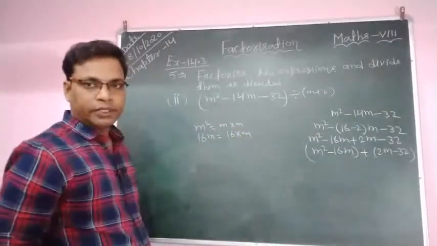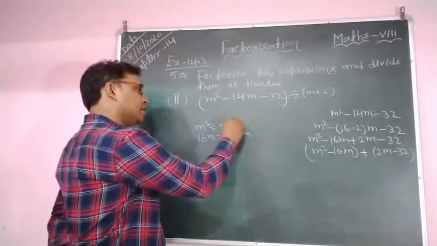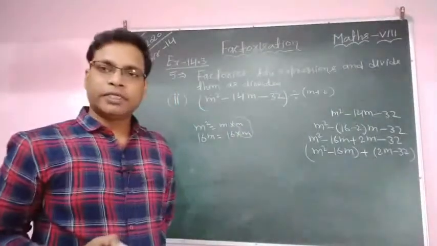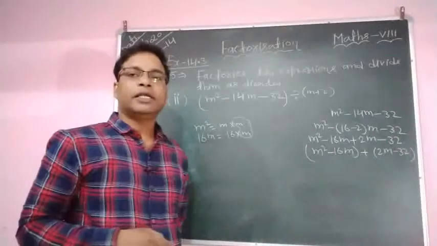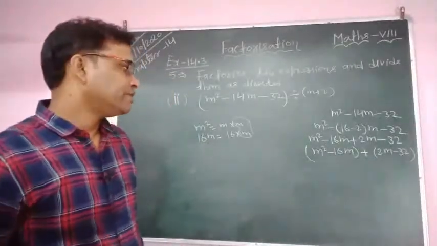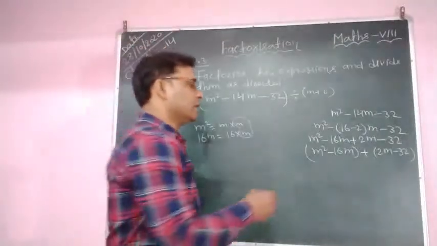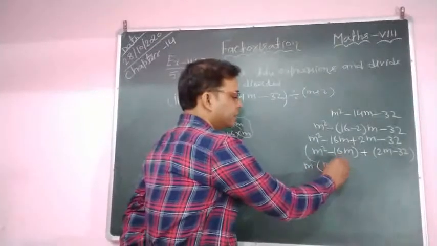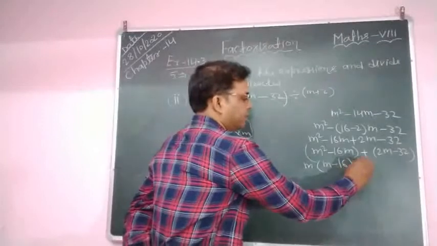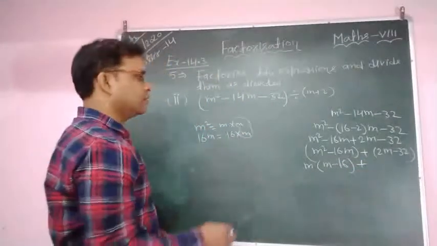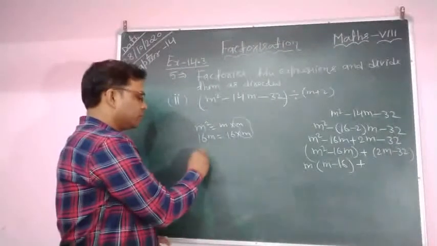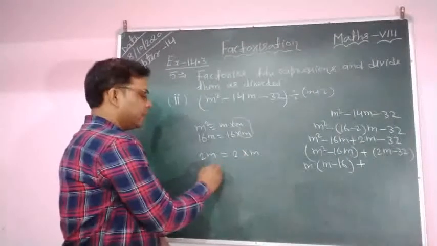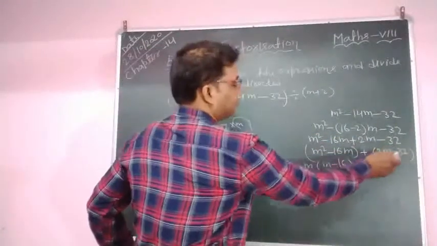So what is common between them in both terms? So here you can see common is m. If you take common m, then you obtain in first term m as a remainder, and in second term 16 as a remainder. Clear? So now we can take common here m. So you obtain m into m minus 16 plus in second terms. What is common in the second terms is 2m. So you can write 2m is equal to 2 into m, and in this group the second term is 32.